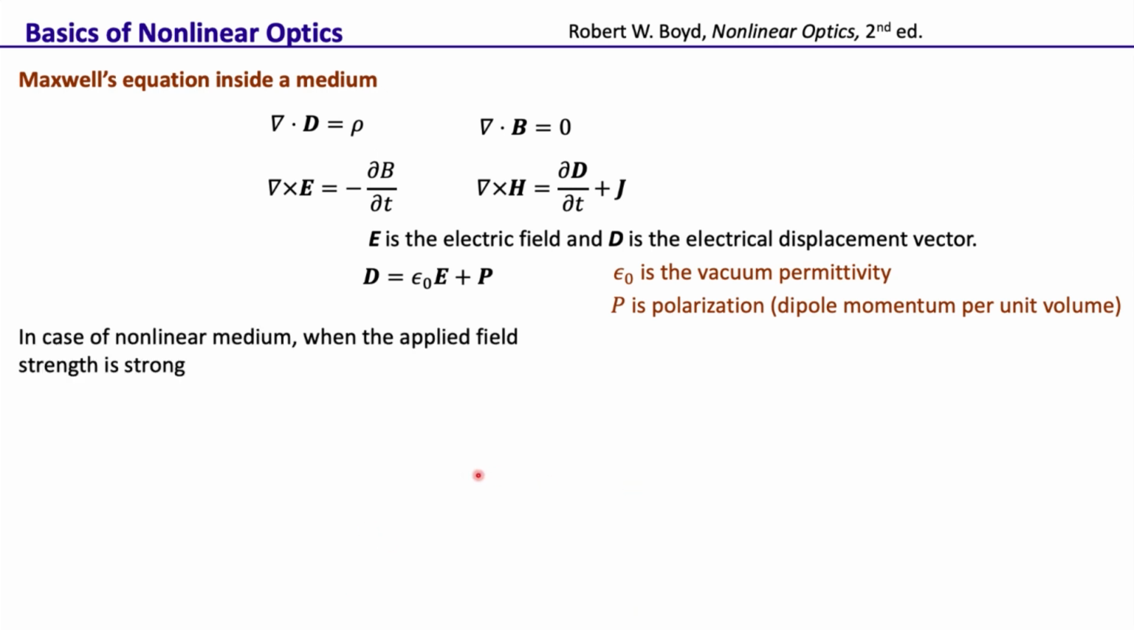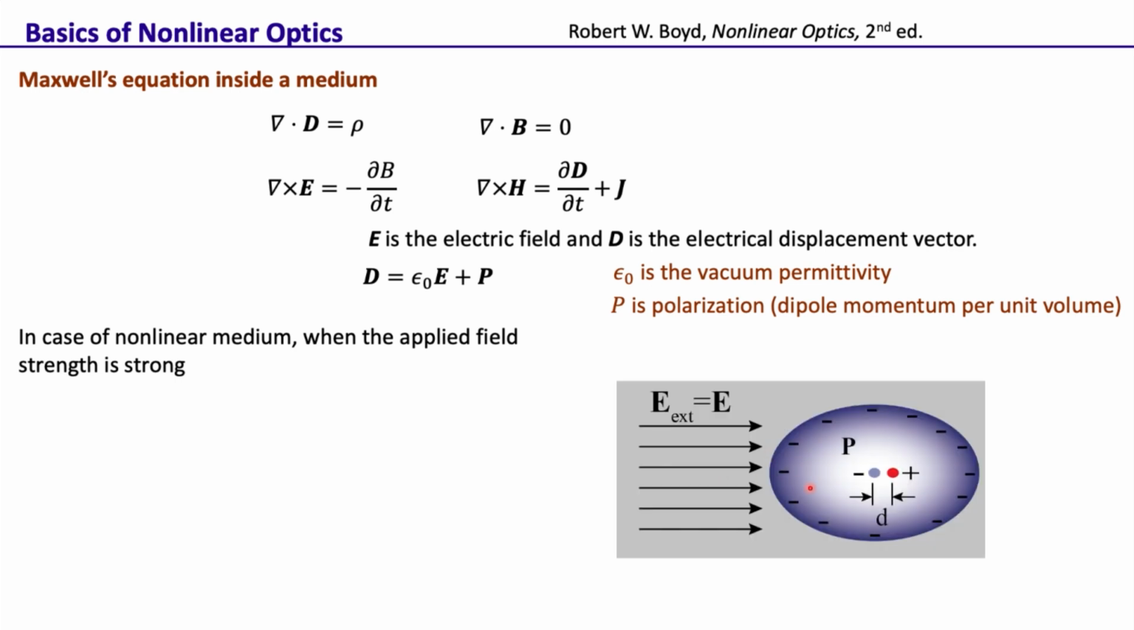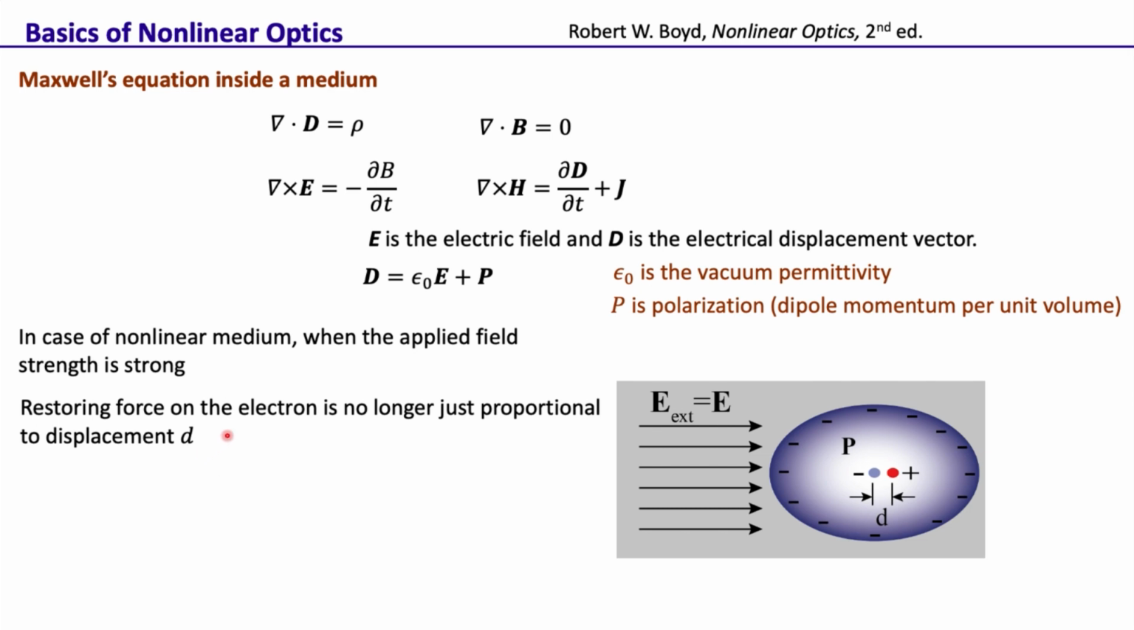Now in the case of a nonlinear medium, which essentially means that the applied field strength is very strong, the electron cloud gets displaced from the positively charged nucleus by a much larger amount than when the field was not so strong. As a result, the restoring force on the electron is no longer just proportional to the displacement D, but also to D squared and so on. And as a result, the polarization, which was earlier just proportional to D and hence E, is now also proportional to E squared and E cubed and so on.